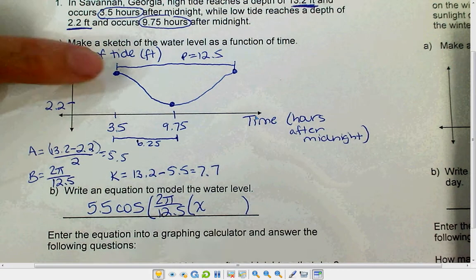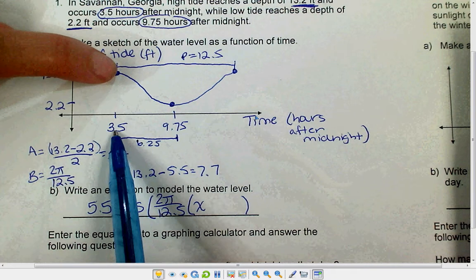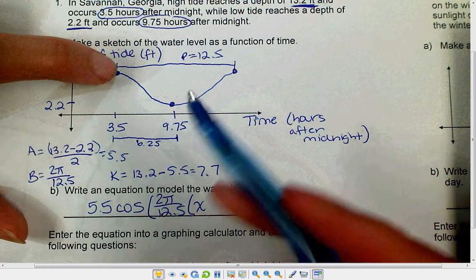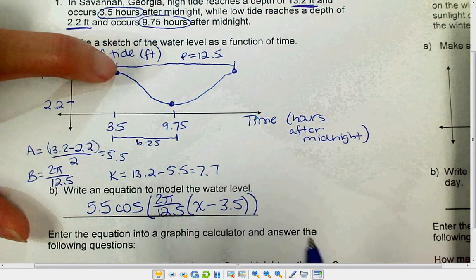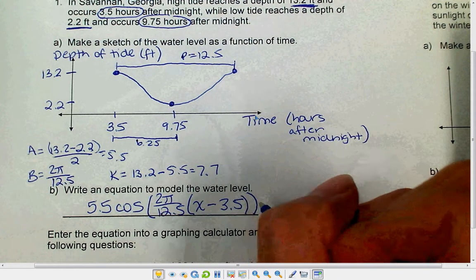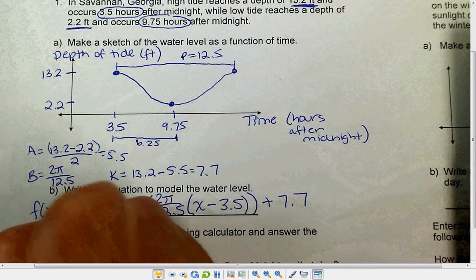So in this case, if I'm picking this point, from the y-axis, I've moved to the right this number, 3.5. So if I move to the right, I'm going to be subtracting 3.5. Make sure you close both of these parentheses, and then we're going to add our k value, which is 7.7. And this is my equation.